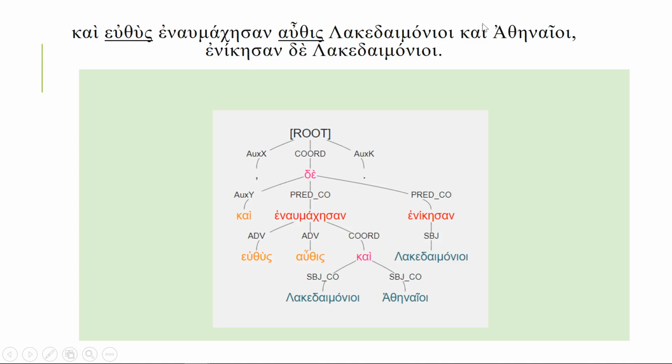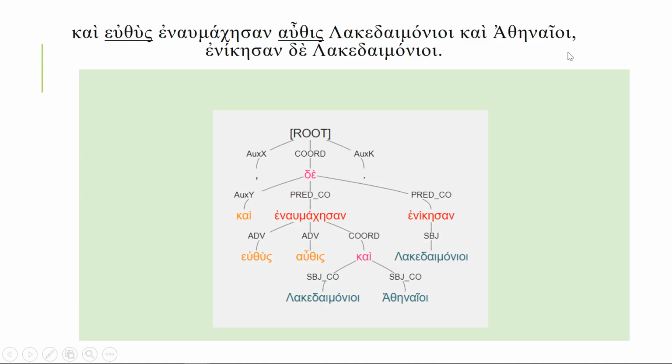Who's fighting it? Well, we've got a couple of nominatives, the Lacedaemonians and the Athenians. And then we have a comma and another verb, so let's leave that alone for now. So we have one verb. They fought a sea battle. The subjects are conjoined, the Lacedaemonians and Athenians. But we didn't just fight it, we fought it euthus and authis. Euthus immediately and authis again.